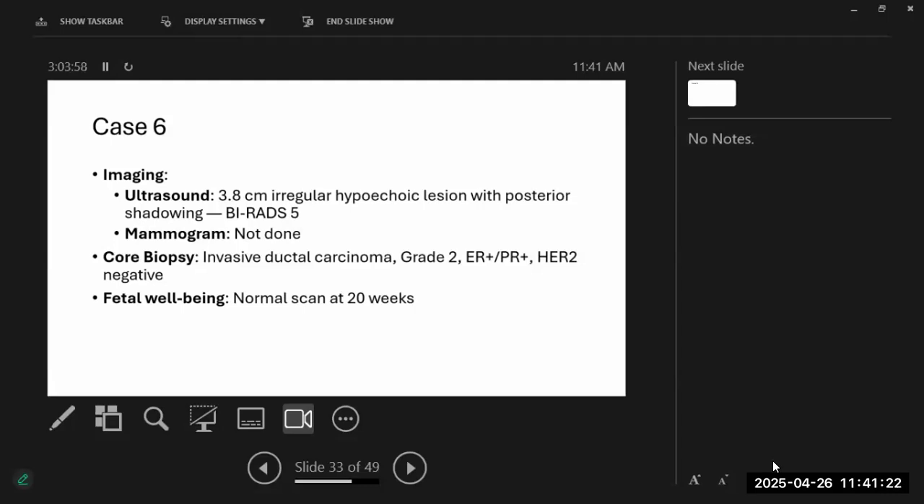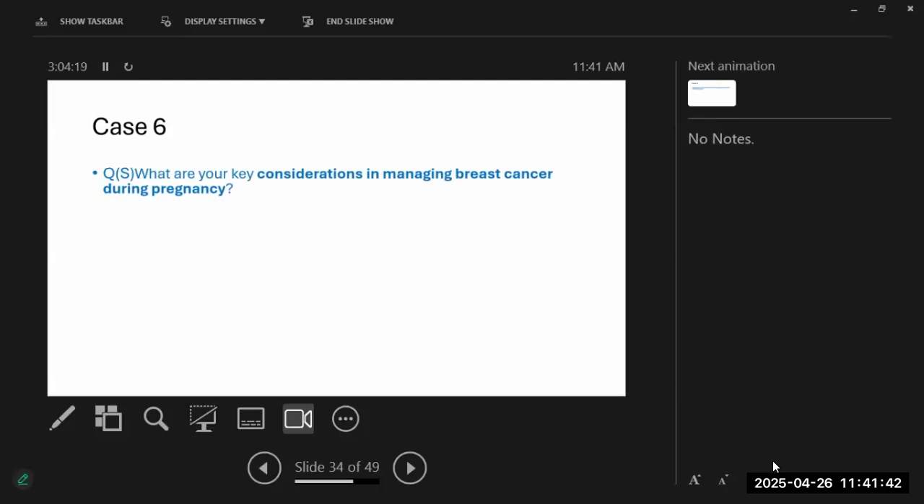Ultrasound scan showed a 3.8 centimeter irregular hypoechoic lesion with posterior shadowing, classified as BIRADS 5. Mammogram was not performed at that time. It was confirmed as invasive ductal carcinoma grade 2, ER/PR positive, HER2 negative. Fetal well-being scan is normal at 20 weeks.